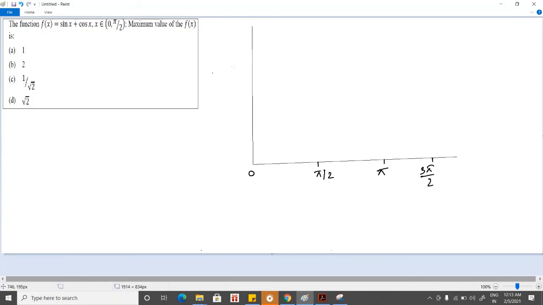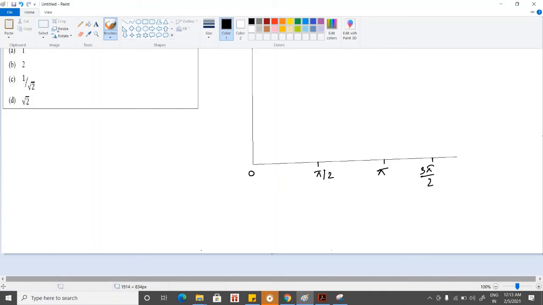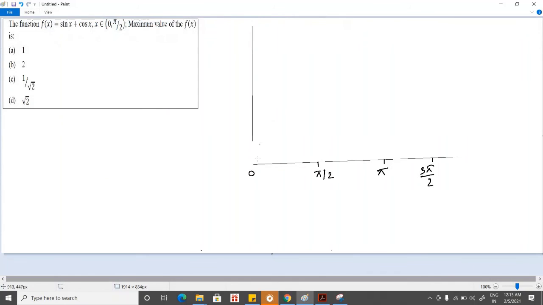Now let us draw the graph of sin x. We know the graph of sin x starts from 0. Let us draw it in black only. The value of sin x at x equals 0 is 0. The value of sin x at x equals pi by 2 is 1. So we make the value 1. Now we will make our graph only till here, up to here.